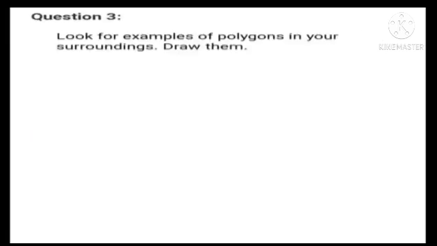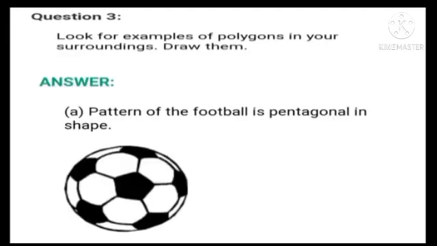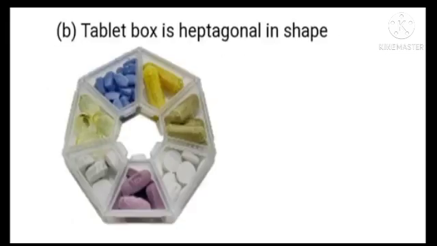Look for examples of polygons in your surroundings. Draw them. So let's write a few examples which we see in our surroundings. First one, in a football, we see the pattern of the football is pentagonal in shape. So you can draw a football and show the pentagonal shape. Second, a tablet box is heptagonal in shape. You will see there are 7 sides of a heptagon. So you can show a tablet box for heptagonal shape.